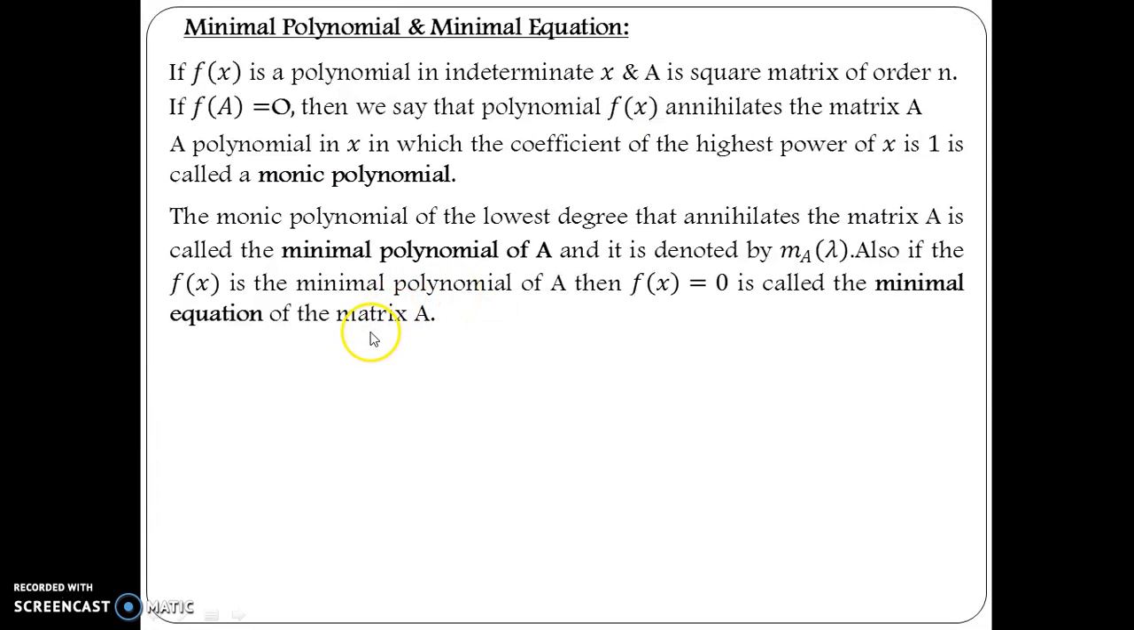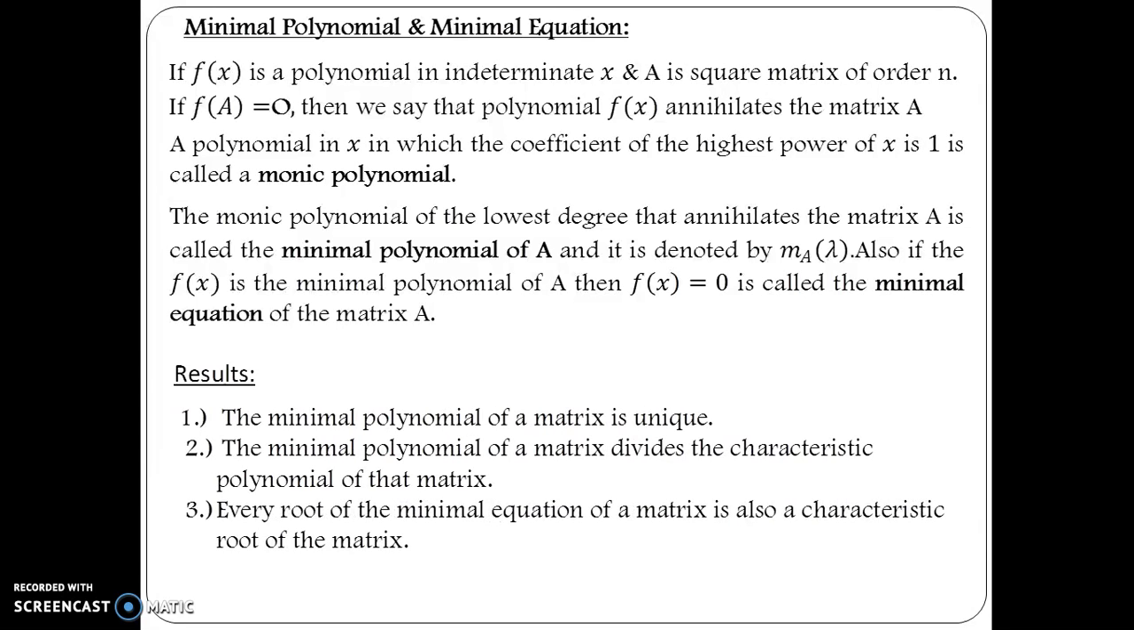Now this is the concept of minimal polynomial and minimal equation by definitions and theory. There are certain results related to it. I would like to give them to you beforehand, prior to going to the problem solving part. They serve really handy and are very useful. So the three results are here. First of all, the minimal polynomial of a matrix is unique. You cannot have two different answers for the minimal polynomial of the same matrix.